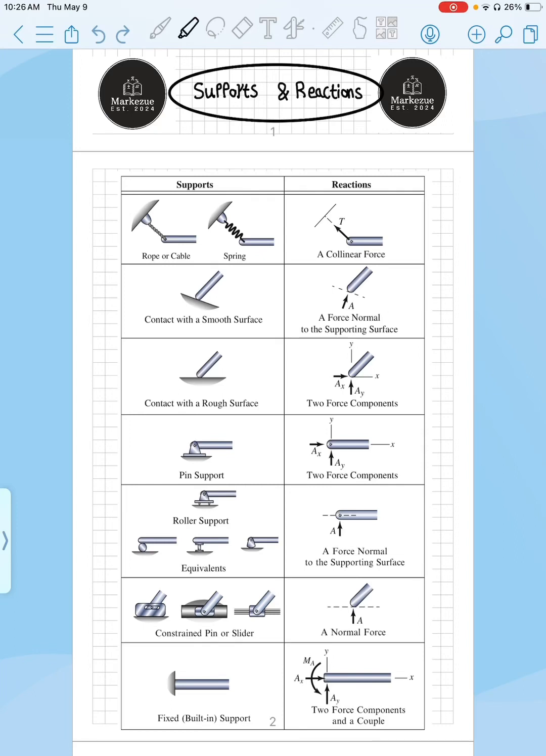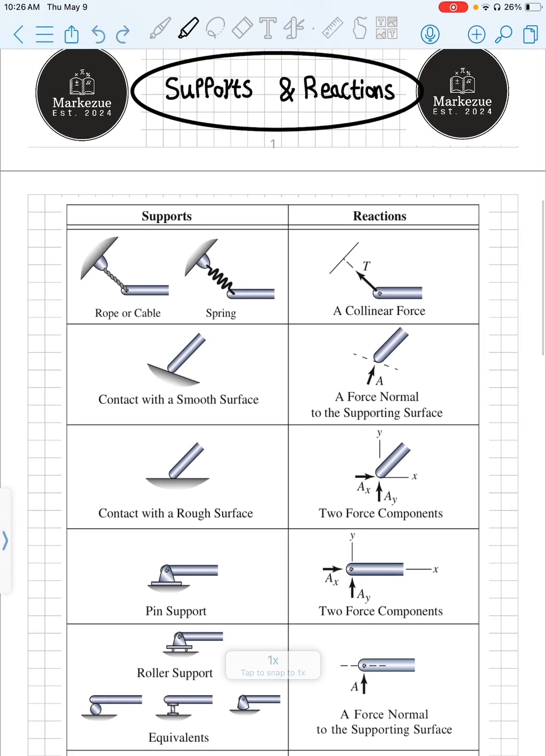Today we have another video for supports and reactions, and how to replace every support that we can find in equilibrium and non-equilibrium equations with its reaction when you draw the free body diagram. Last video was all about the free body diagram, so if you didn't watch it, I suggest that you watch it before this one so you'll be familiar with what we're going to do today. It's all about how to deal with different support shapes and how you change them when you make the free body diagram.